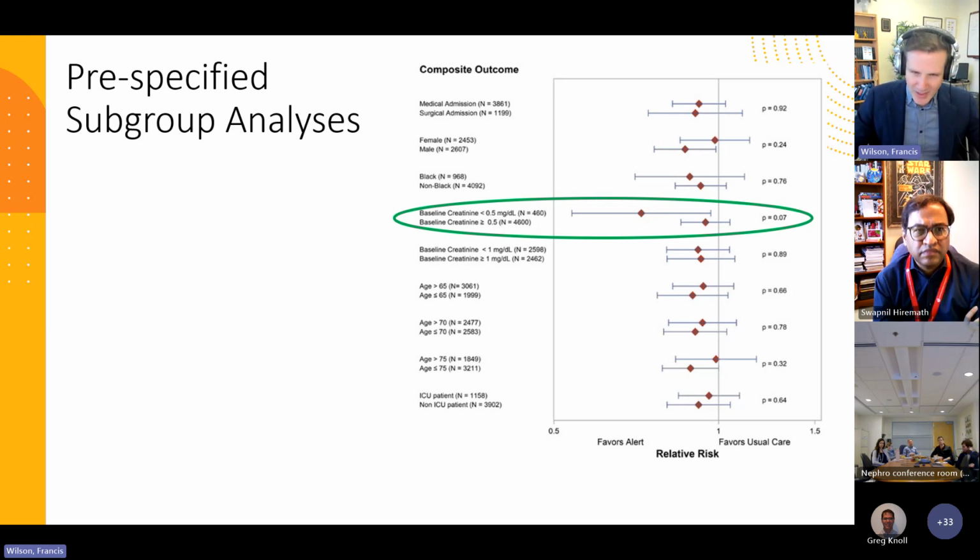I don't like to overinterpret subgroup analyses, but this is only interesting because we've seen it before in other studies. And I'm actually going to show you in the next part the study that also found this interesting finding, and I'm going to speculate why there might be some juice in this low baseline creatinine group.